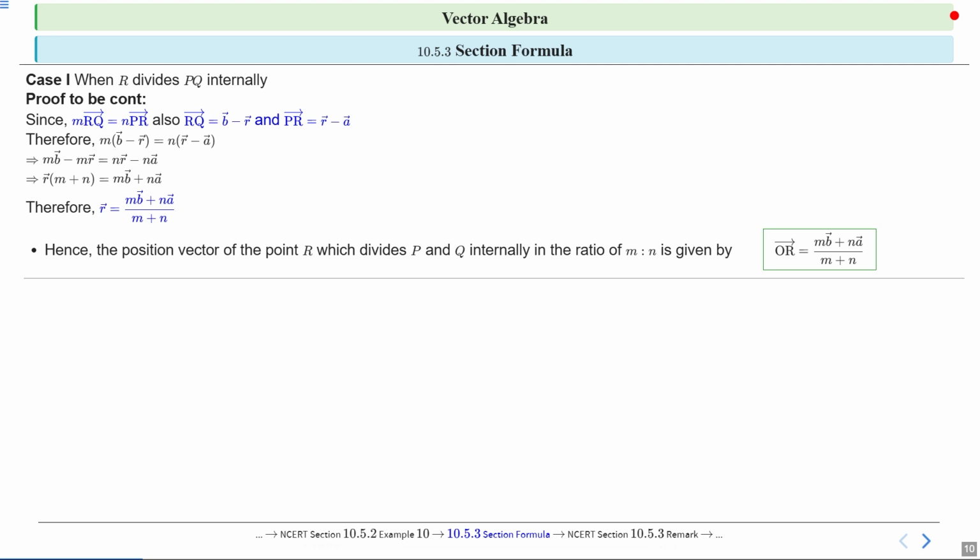Hence, the position vector of the point R, which divides PQ internally in the ratio m is to n, is given by OR vector is equal to (m b vector plus n a vector) upon (m plus n). Right, m b vector plus n a vector upon m plus n.